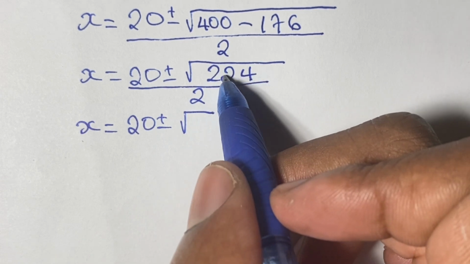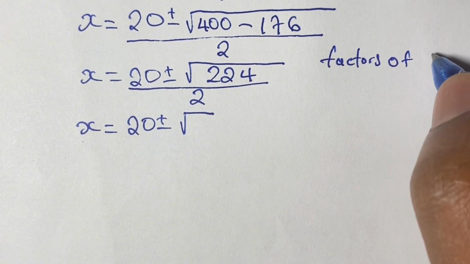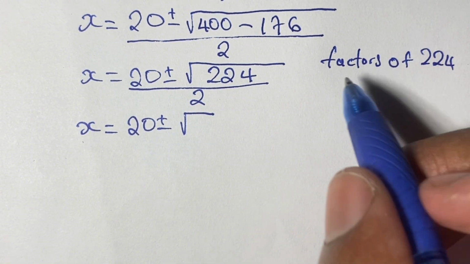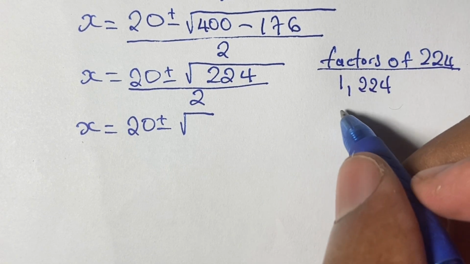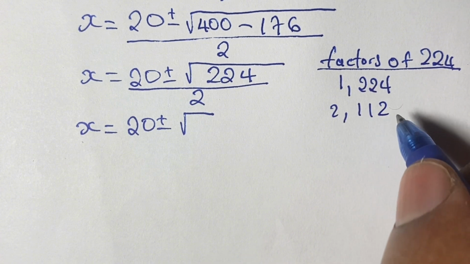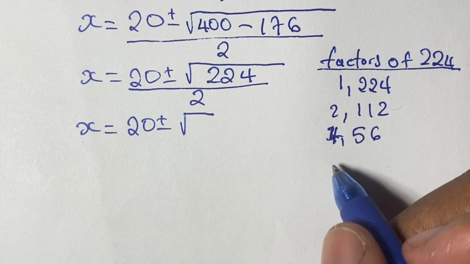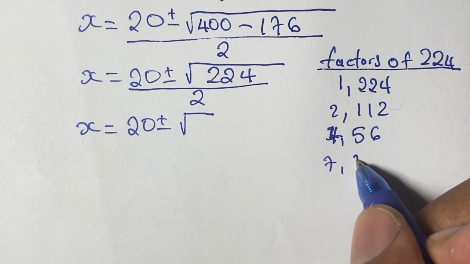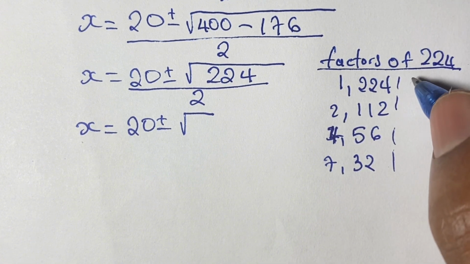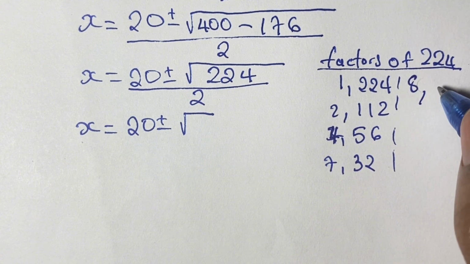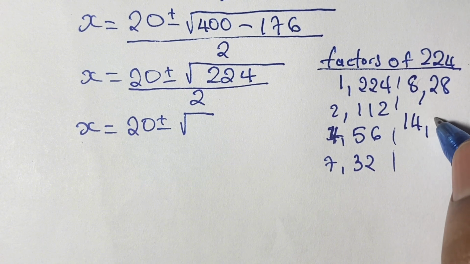We know that the root of 224 is not a rational number. We can, however, find the factors of 224, and we find the factors with the lowest pair. Doing this makes simplifying our radical expression a lot easier. So the factors of 224: we have 1 and 224, 2 and 112, 4 and 56, 7 and 32, 8 and 28, and 14 and 16.